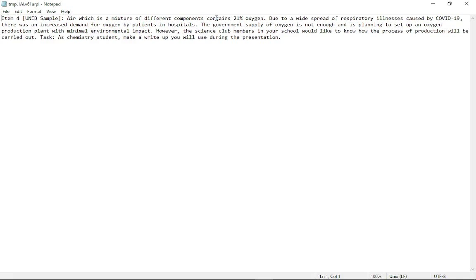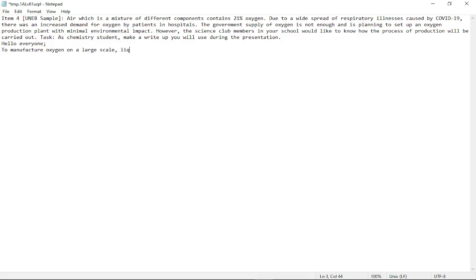So they want me to look at oxygen. As a chemistry student, I'm going to answer this. I'm going to say hello everyone. You can say hello everyone. That greeting is enough. So I say, for example, they're interested in knowing how to set up an oxygen production plant. Then I say, to manufacture oxygen on a large scale.